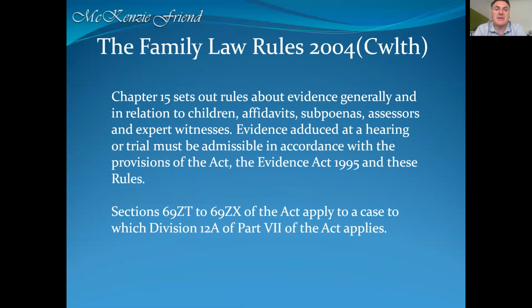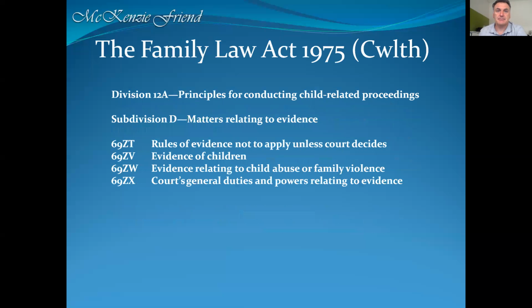Now, in the Family Law Rules, Chapter 15 sets out the rules about evidence generally and in relation to children, affidavits, subpoenas, assessors, and expert witnesses. Evidence adduced at a hearing or trial must be admissible in accordance with the provisions of the Act, the Evidence Act, and these rules, subject to 69ZT to 69ZX of the Act, which apply to a case to which Division 12A, Part 7 of the Act applies, pertaining to children.